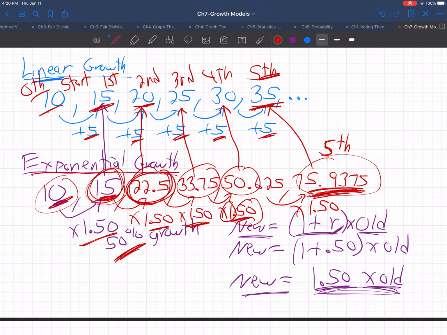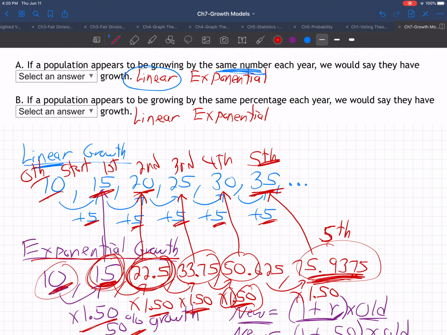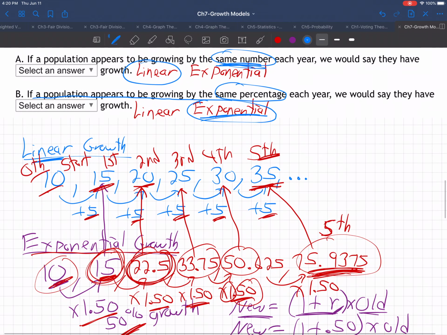Now it's twice as big, and it'll continue to explode. Exponential growth is explosive. And so our answer down here, if the population appears to be growing by the same percentage instead of the same number, that one's exponential, isn't it? So that's the difference between linear growth and exponential growth.